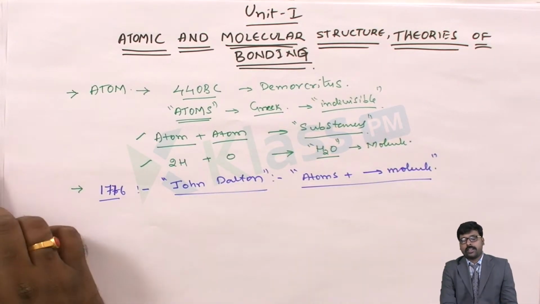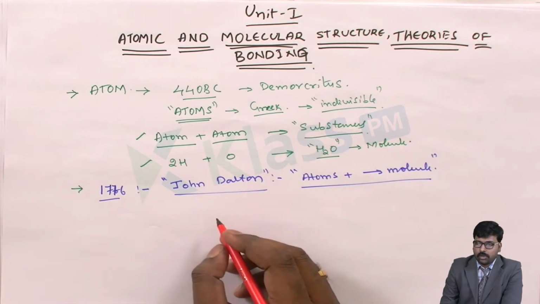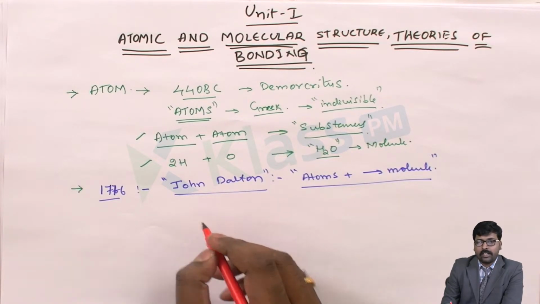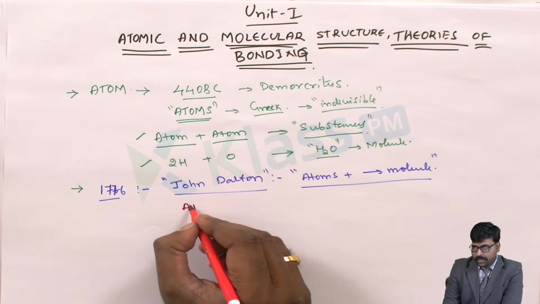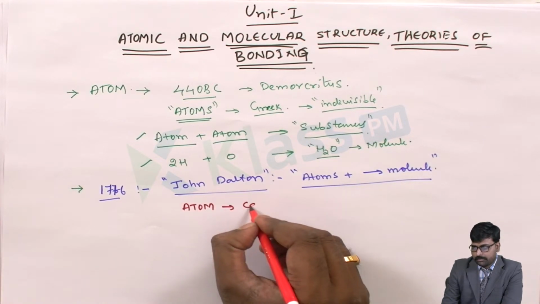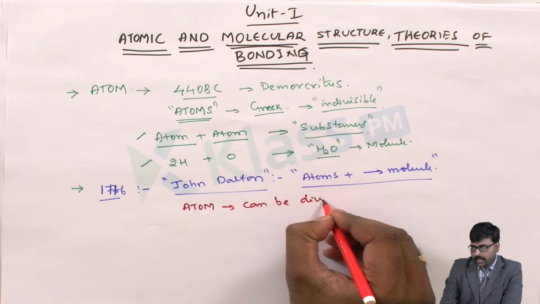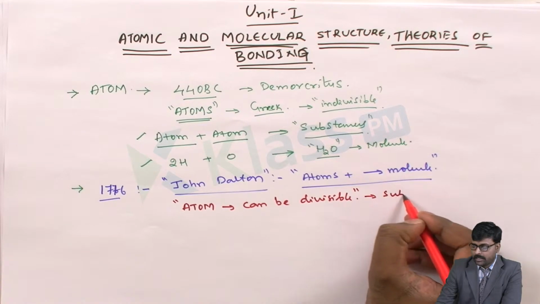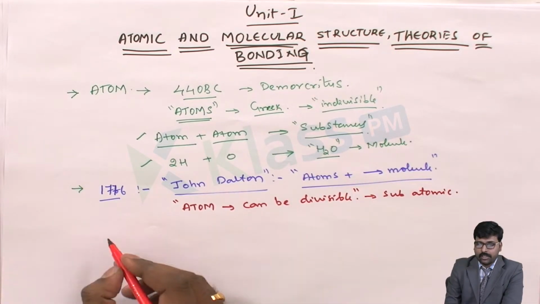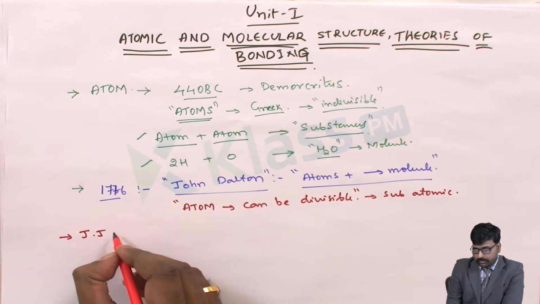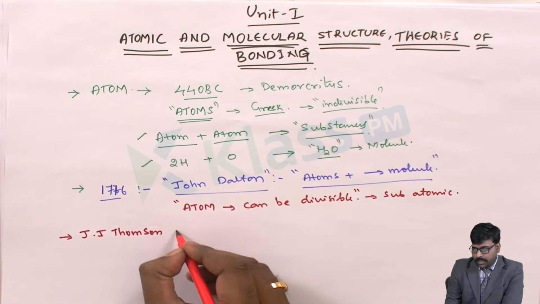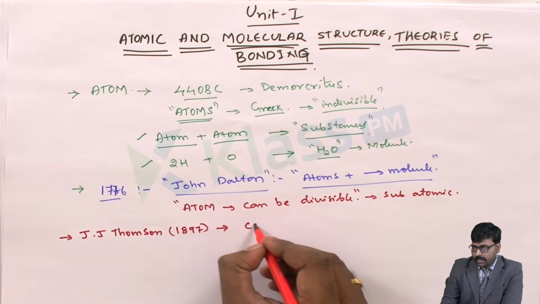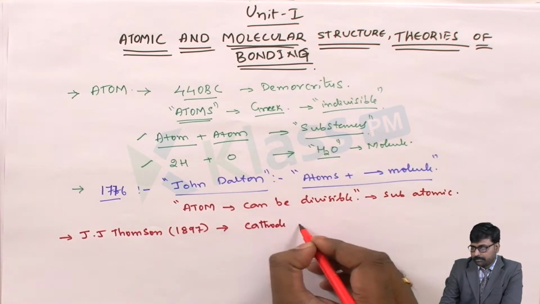And then he said that he had done an experiment to prove what exactly these substances are made up of. And he concluded that atoms can be divisible, or that atoms have subatomic particles. And soon after, J.J. Thomson, in the year 1897, did an experiment called the cathode ray experiment.